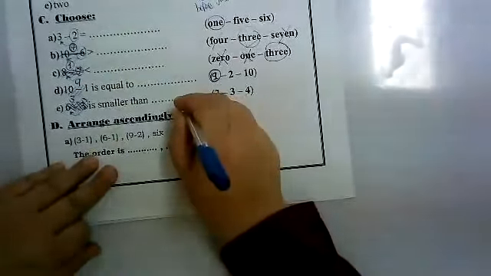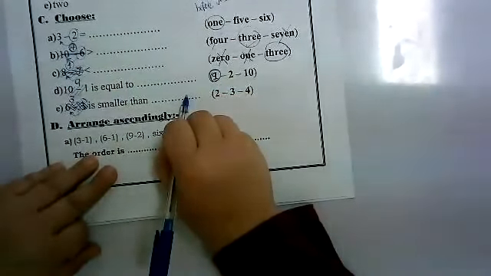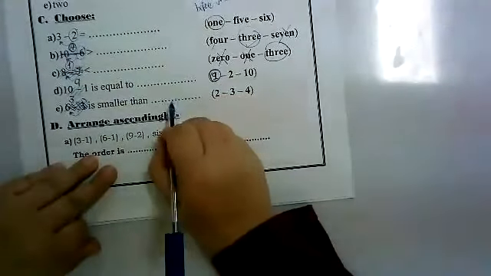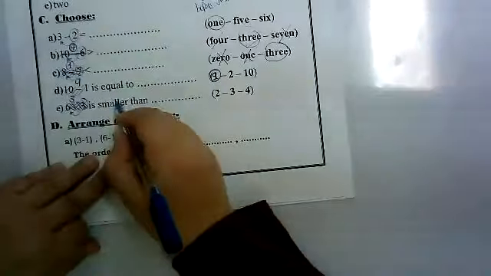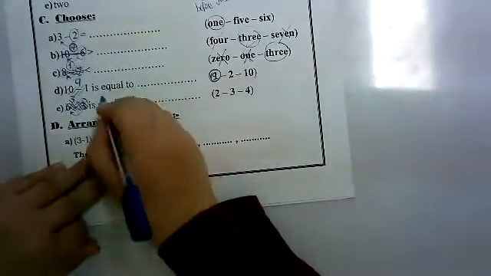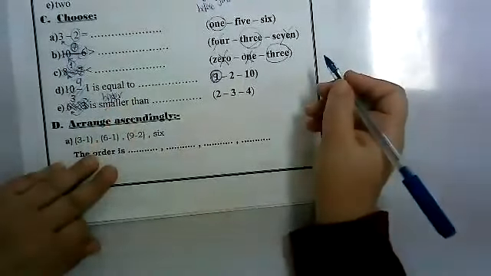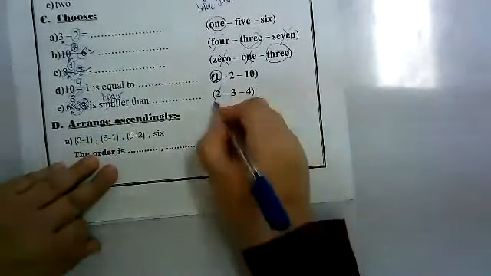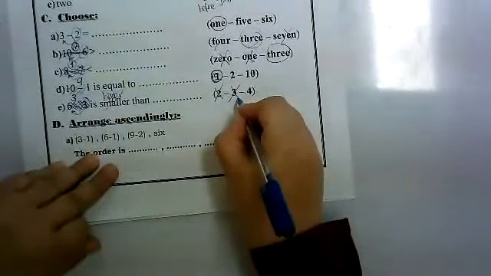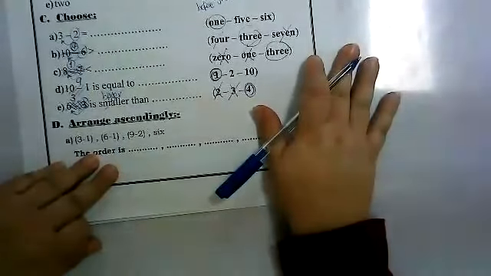Here, the dots are at the end of the sentence. Do you remember? When the dots are at the end, we are not going to solve it as smaller. We are going to solve it as bigger. So what's bigger than 3? Is it 2? No. Is it 3? No. 3 is equal to 3. So it's 4. 4 is bigger than 3.